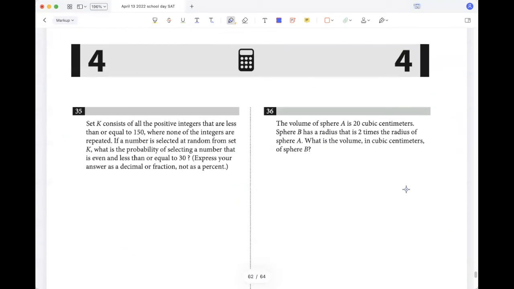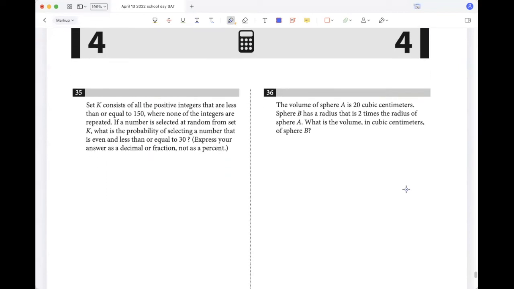Set k consists of all the positive integers that are less than or equal to 150 when none of the integers are repeated. If a number is selected at random from set k, what is the probability of selecting a number that is even and less than or equal to 30? Okay. So there are 150 integers in set k and you're selecting even numbers, right? So positive only. So 2, 4, 6 up to 30. So that will be 15, right? There will be 15 such. So 1 by 10 or 0.1.